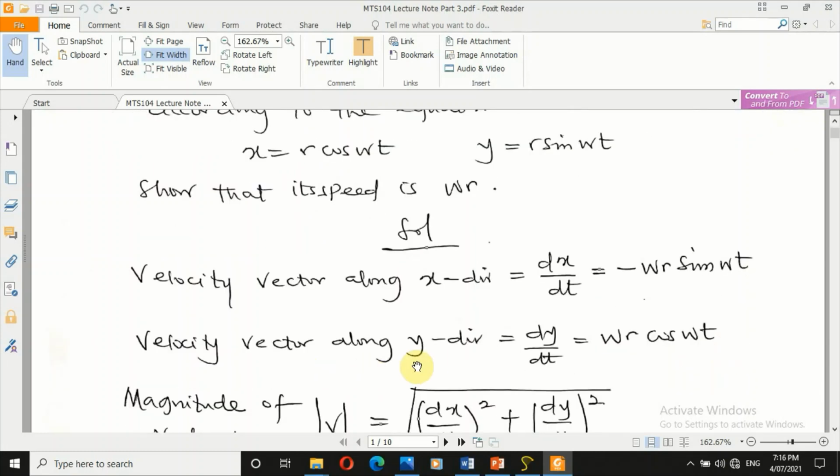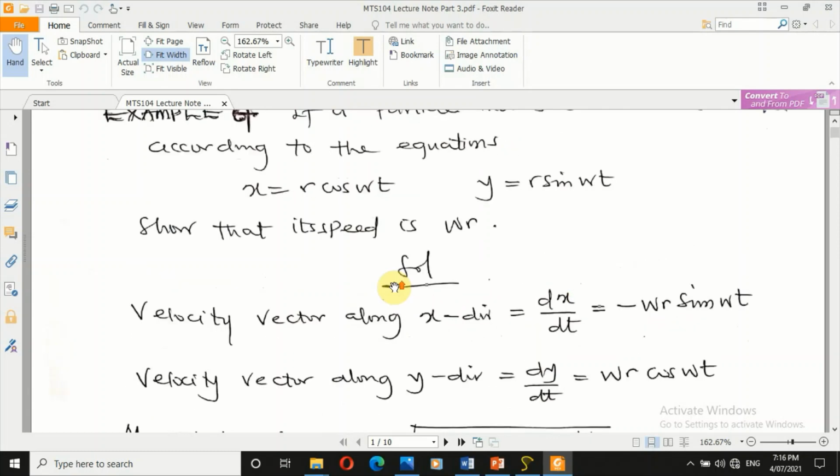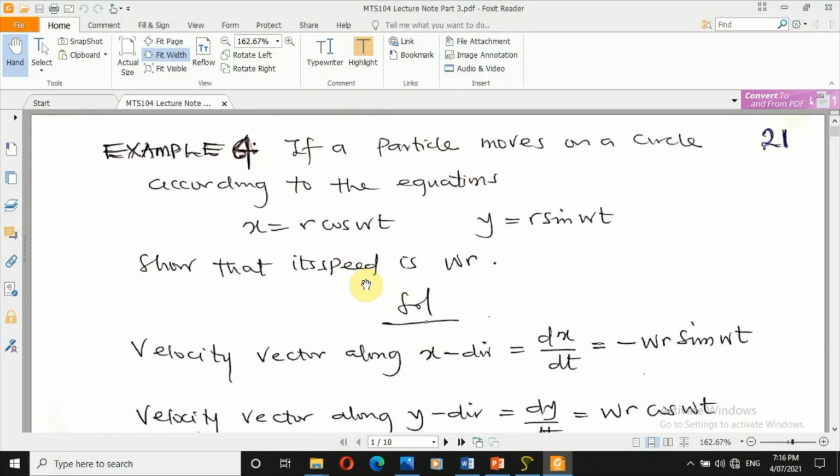Now, velocity along y direction. This one means that we need to differentiate y. That is the position component along the j direction. So we have this to be omega r cos omega t. Now, don't forget that the speed here is talking about the magnitude of the velocity. I've said it before, okay? So now, how do we get the magnitude?